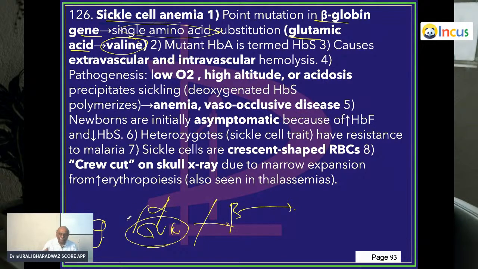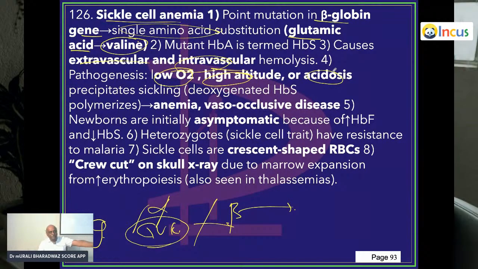So glutamate replaced by valine. It causes both extravascular and intravascular hemolysis. That means the spleen is enlarged and affected, and also inside the cell when sickling occurs. What leads to sickling? Many times we discuss this. What is that? Low oxygen, high altitude, acidosis.